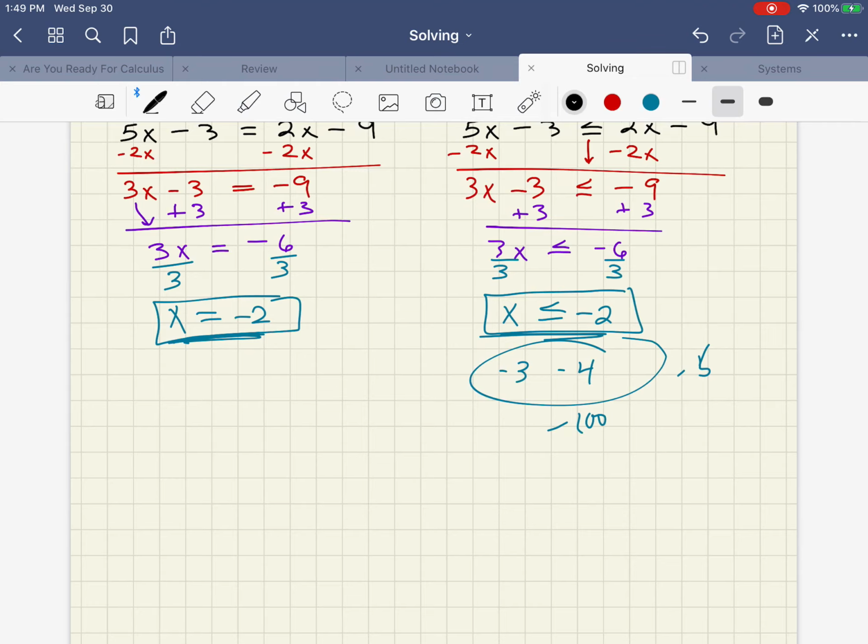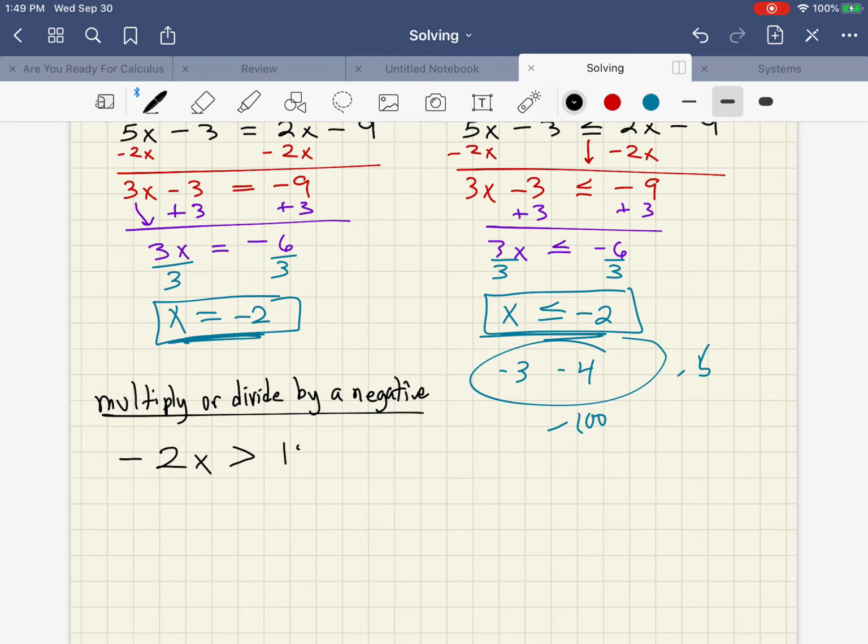There's also another significant difference, and that is there are times when you are required to change your less than symbol to a greater than symbol. And that is when you multiply or divide by a negative. So I'm just going to do a much easier problem, like a one-step inequality, just to demonstrate because they take a lot less time. So let's look at negative 2x is greater than 12.